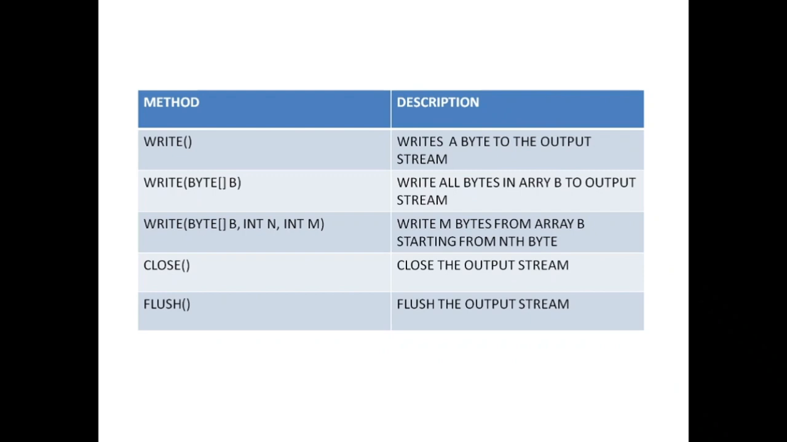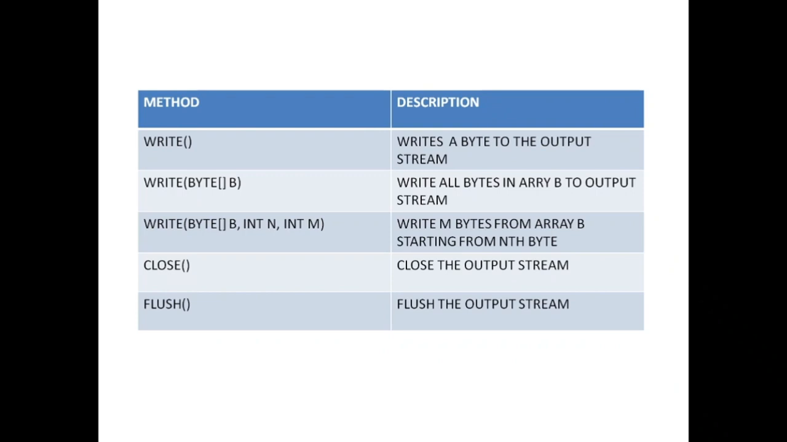These are a few functions that are defined in the OutputStream abstract class. First, like in the previous InputStream class, we have write, because it's an output stream class. This writes a byte to the output stream. This particular method is meant for a single byte only, so if you have to write multiple bytes, either you have to call this method inside a loop, or you have to use some other method.